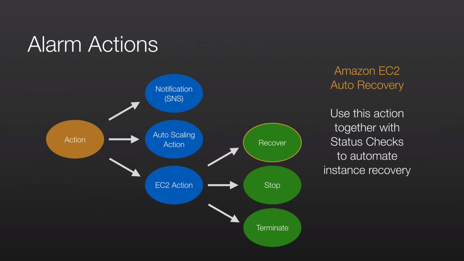Auto Scaling actions, which we're going to talk about later in the session. And EC2 actions, which are simple things like recover, stop, or terminate instances on the basis of an alarm. So, for example, you could terminate or stop idle instances after a certain period of inactivity. Or you could recover an instance in combination with status checks to automate instance recovery in the event of an instance hang or crash. So you've got several different options there for taking simple actions with EC2 that you can use as part of an availability or cost optimization strategy.